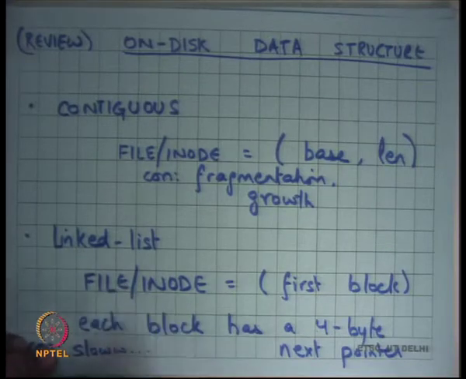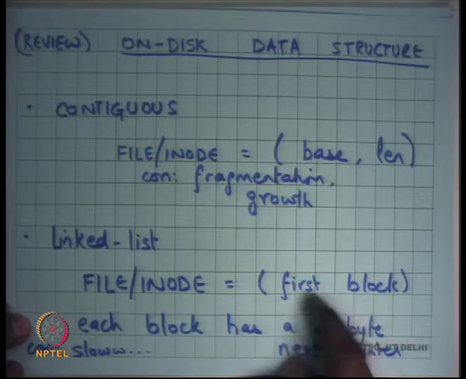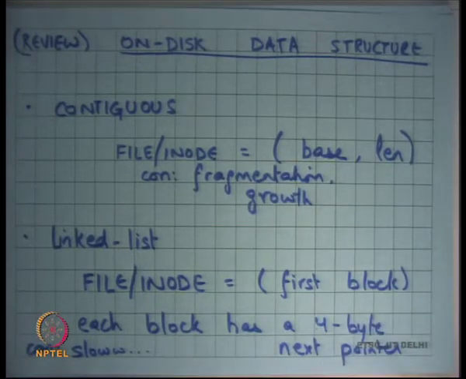The other on-disk data structure we looked at was a linked list, which lets the file or inode contain a pointer to the first block, and then each block has a 4-byte next pointer. This gets rid of the problems of fragmentation and growth. Growth is very easy, fragmentation is no problem, but it is very, very slow. It's slow not only because of sequential access, where you have to keep seeking since the file blocks will be strewn all around the disk, but it's especially bad for random access. You have to traverse the entire linked list to get to any block in the file.